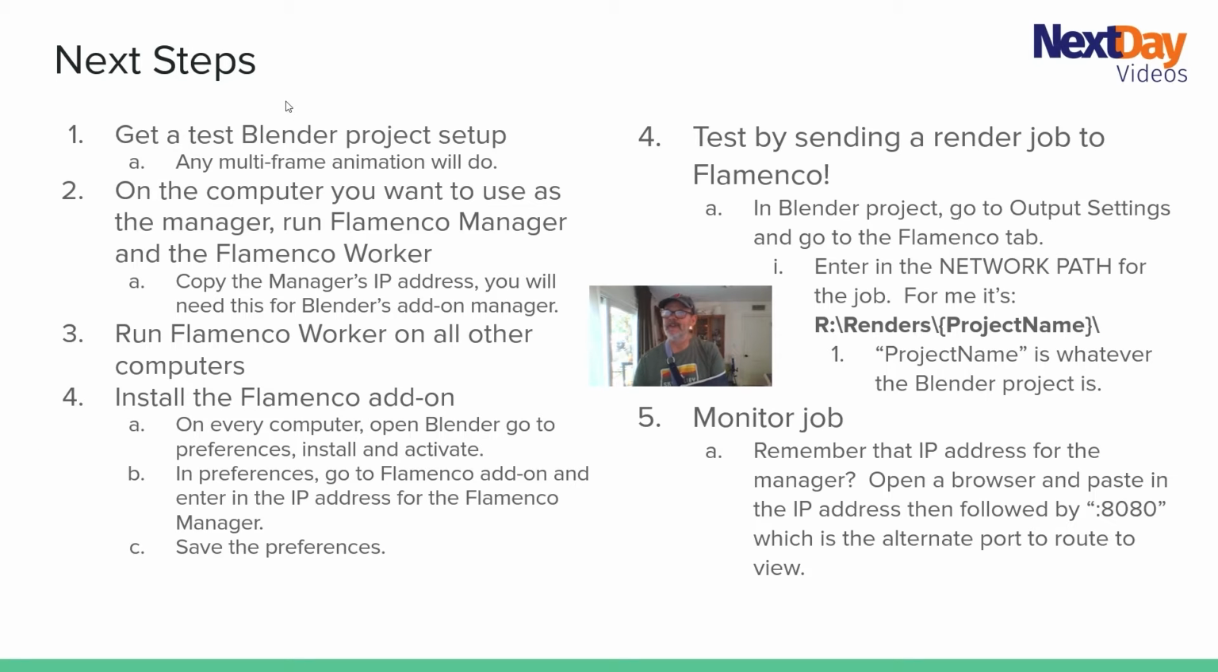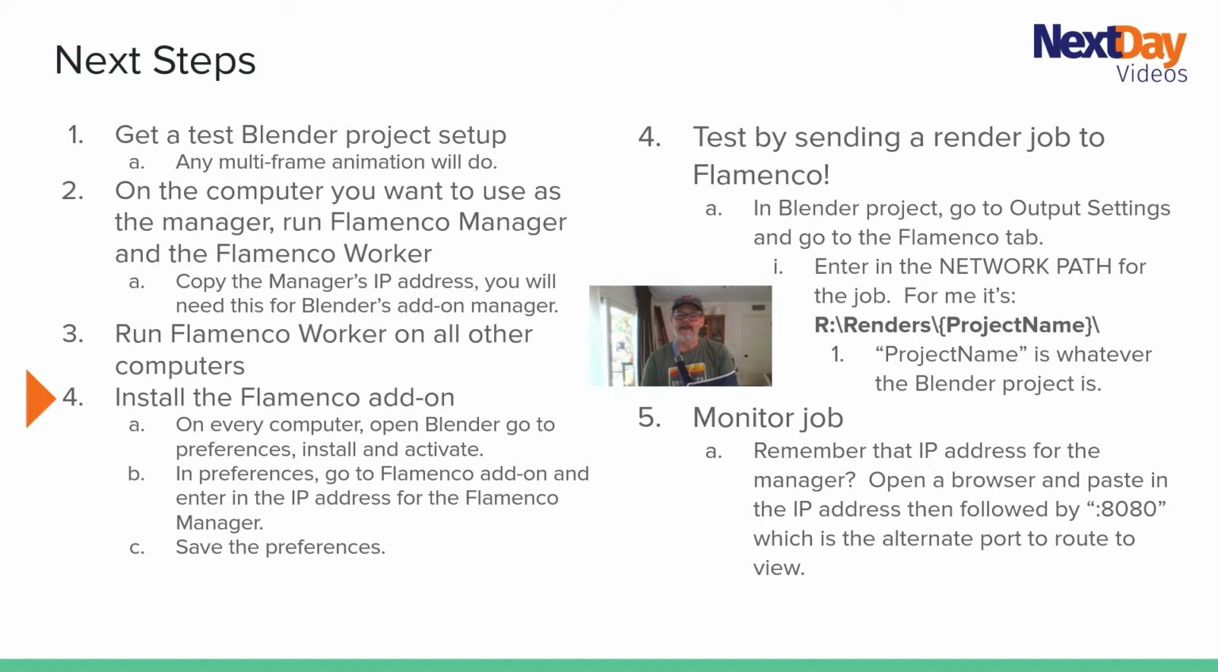Okay, so here are the next steps. You're going to need a Blender project. Any multi-frame animation will do. On the computer you want to use as the manager, this is the central server where you're going to be able to control all the other computers on your render farm, you want to run the Flamenco manager first, then open and run Flamenco worker. On the Flamenco manager, there's going to be a pop-up from the command line with some output. Copy the IP address from there. Then go on to every other computer that's going to be on your render farm and open the Flamenco worker that you already installed.